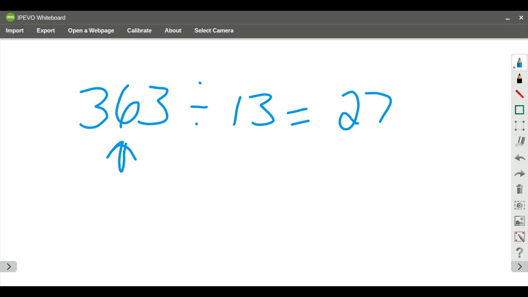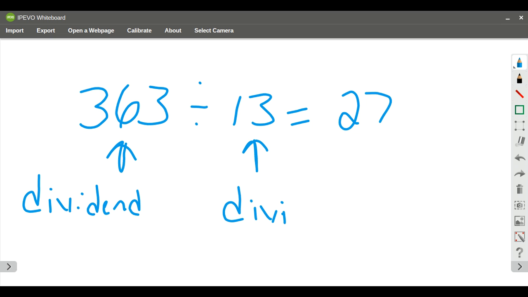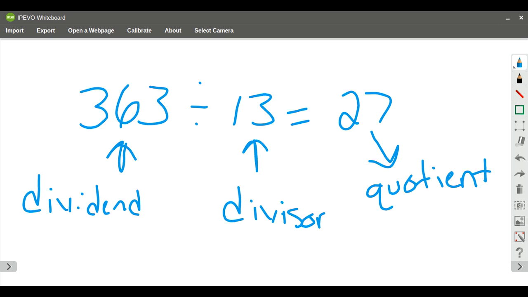So this right here, the number that is before your division symbol, this is what we call the dividend. Okay, so the job of the dividend is the number that's being divided. The 13 is what we call the divisor. It's the number that's doing the dividing. And then this last number, this 27, that's going to be our quotient, or going to be our answer. So we're going to be working on this within the next 2 topics, really making sure that you understand what a dividend is, what a divisor is, and then what the quotient is.